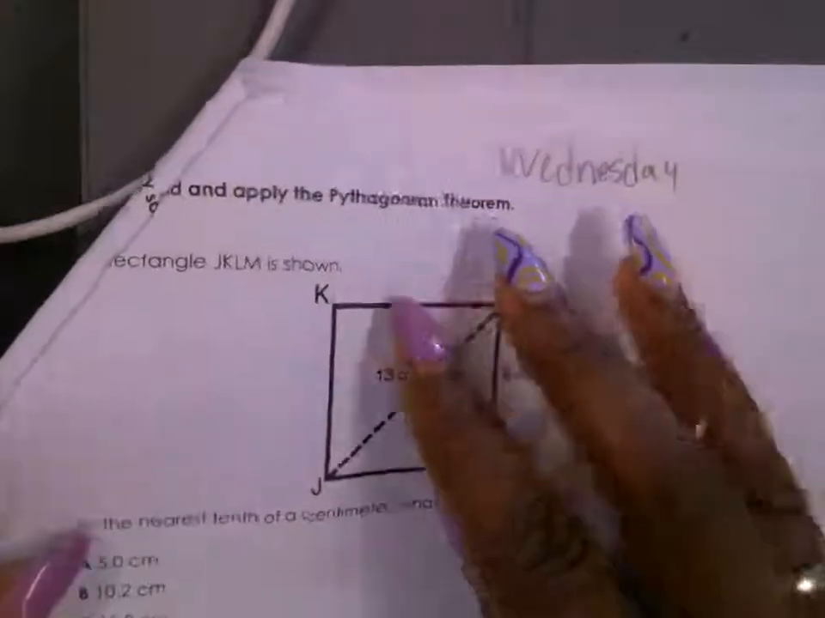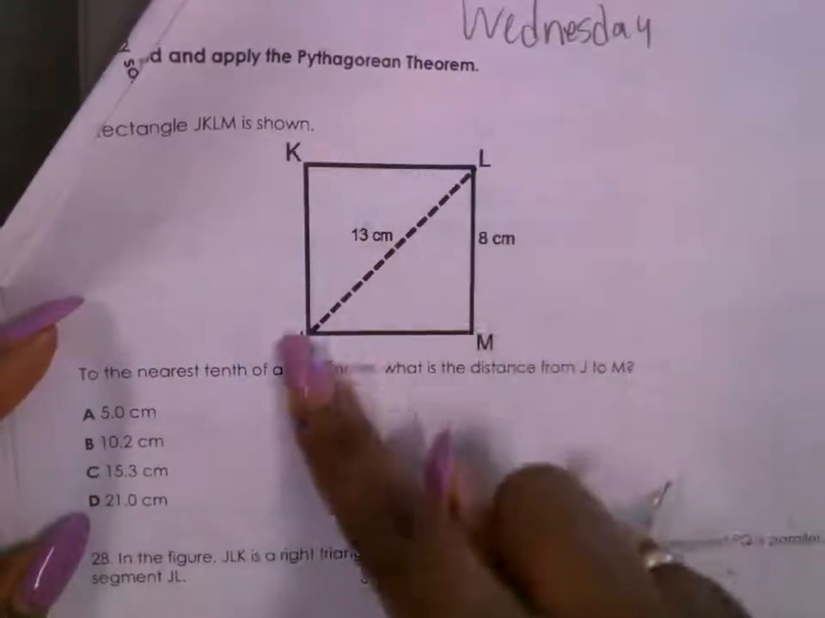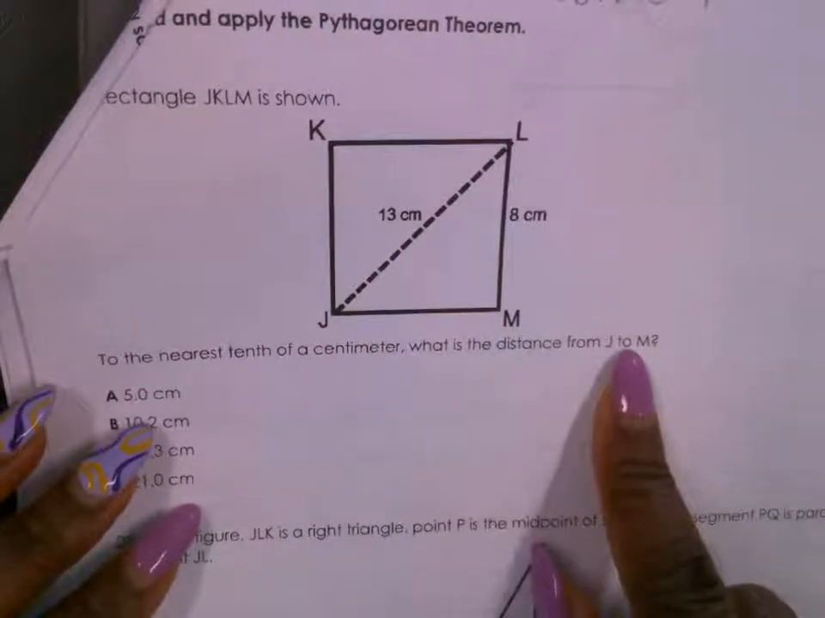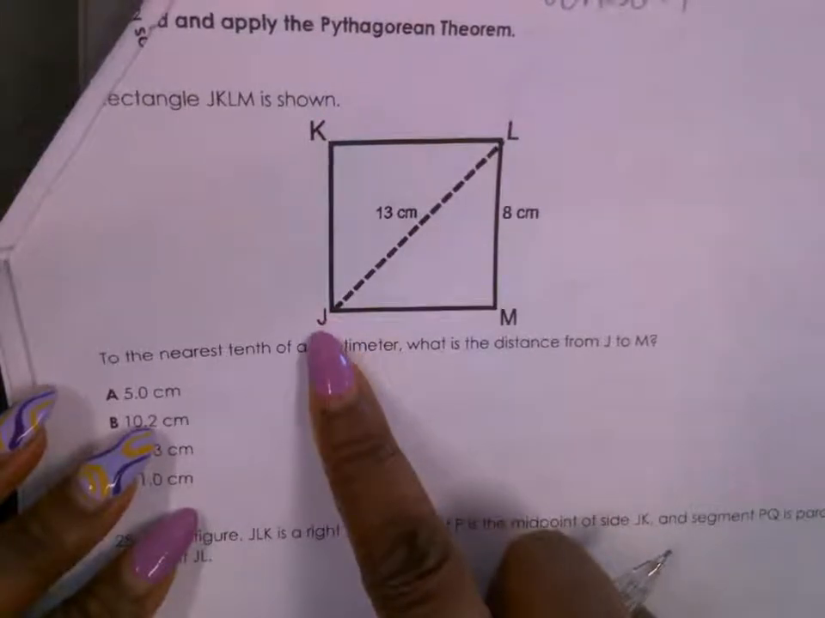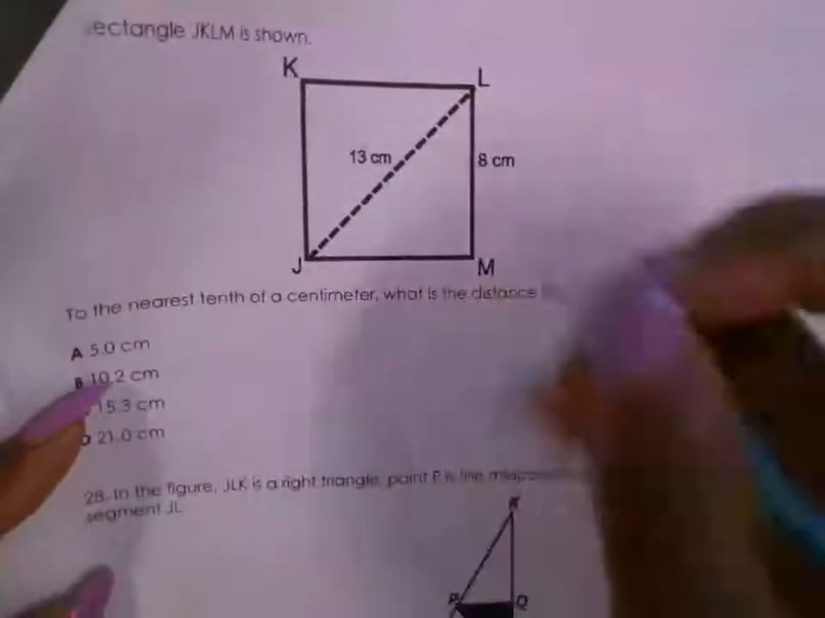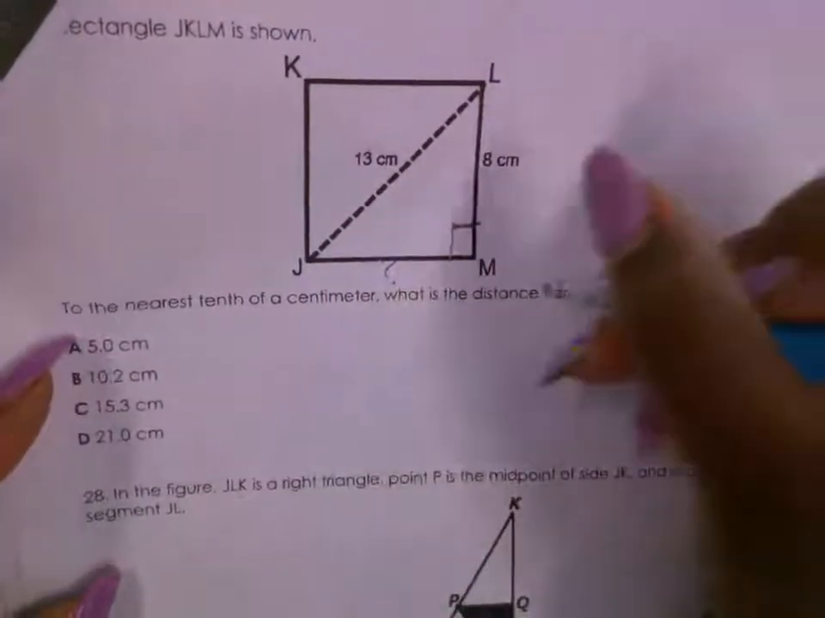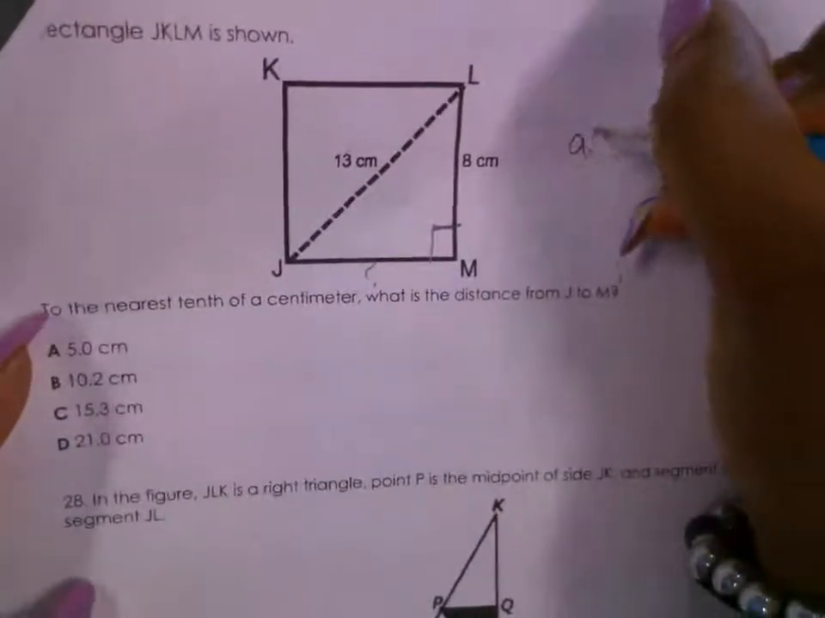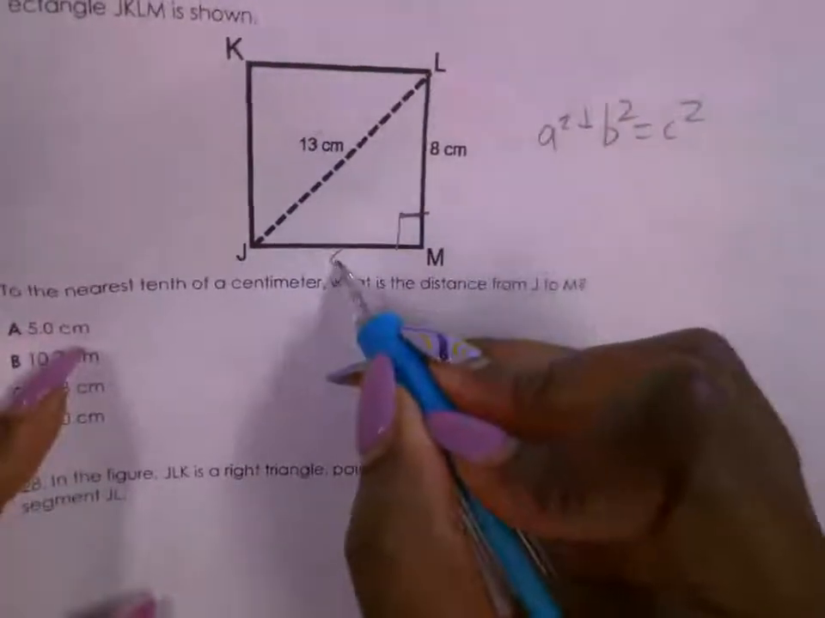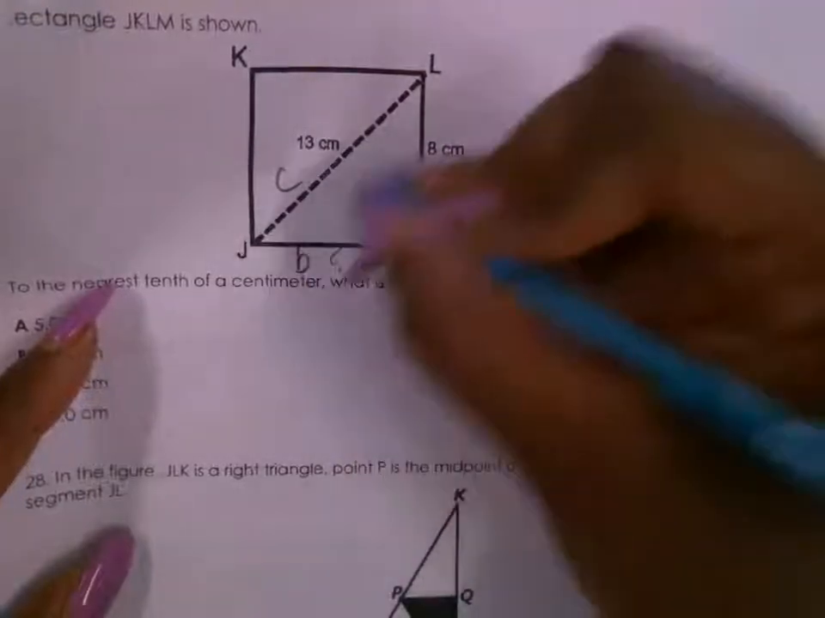Okay. So look at this. This is a square. And it says, to the nearest centimeter, what's the distance from J to M? So we can use the Pythagorean theorem because it's a right triangle. This is the side that's missing. So you're going to use A squared plus B squared equals C squared to find this side. This side is A, the side that is missing is B, and the slanted side is C.